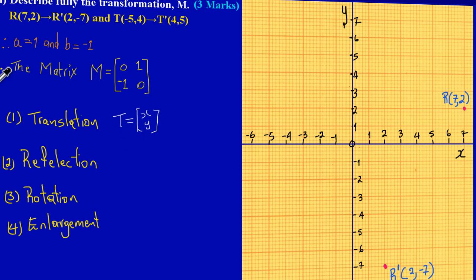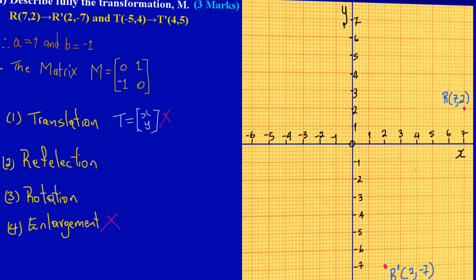So basically, since the matrix that represents a translation is a 2 by 1 matrix, and the matrix that we're trying to describe is a 2 by 2, then obviously we can rule out a translation. Now an enlargement, as the word suggests, the object is getting bigger, so we could right away eliminate an enlargement. So let's check. It's between a reflection and a rotation.